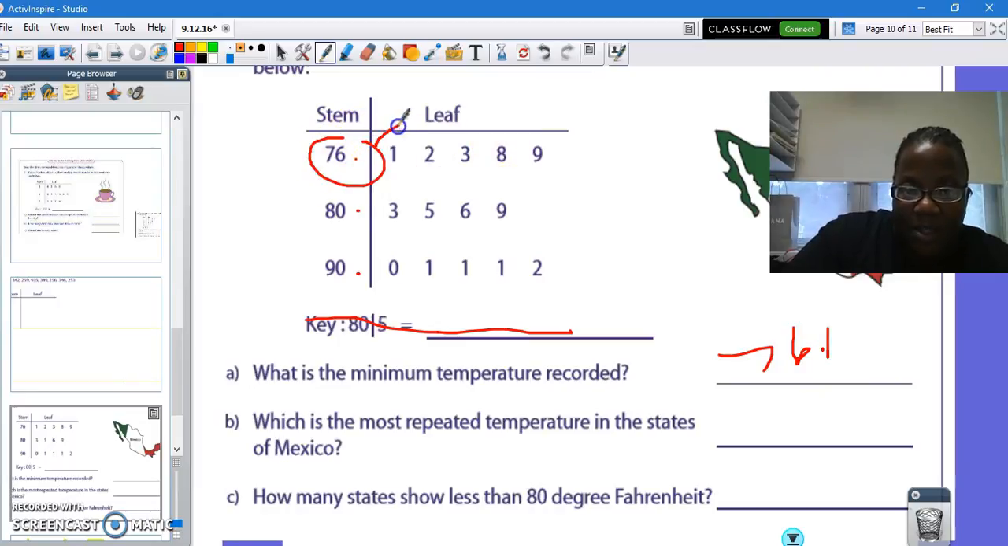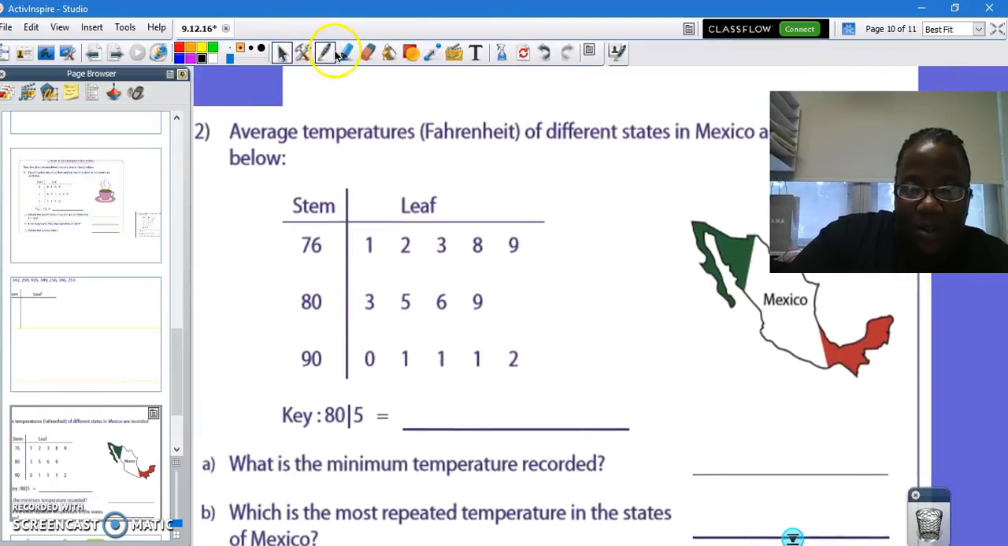So the stem and the leaf, okay? Because some of you may not realize that with Fahrenheit, you've got to have a decimal. So 76 is your stem. The first leaf is a 1. But again, if you put 761, I would still count it right. Don't worry, because I know some of you didn't know that.